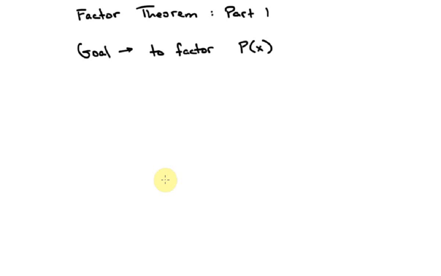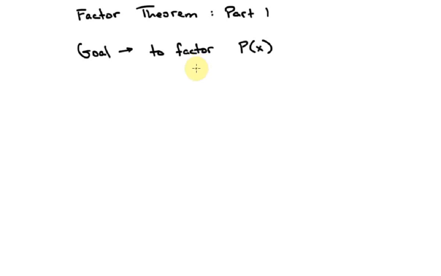Okay, welcome to the factor theorem, part 1. This is basically putting everything together that we've done previously, and it's kind of our big goal. And so I wrote down what our goal actually is. Somebody gives us a polynomial, some p of x sort of function, and we want to try to get it factored.